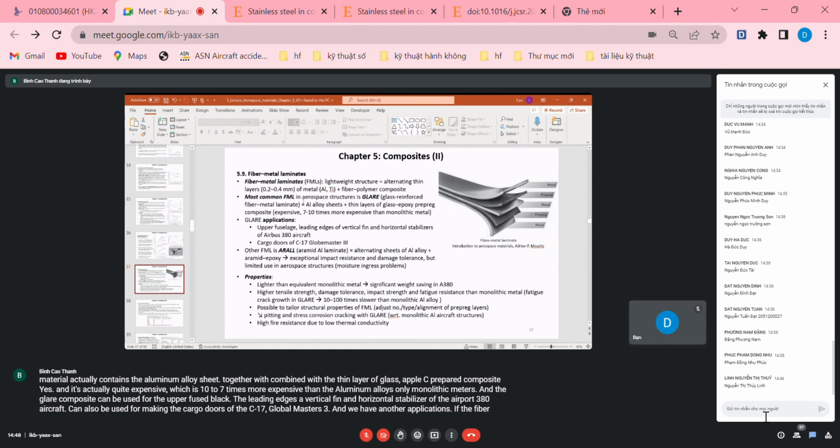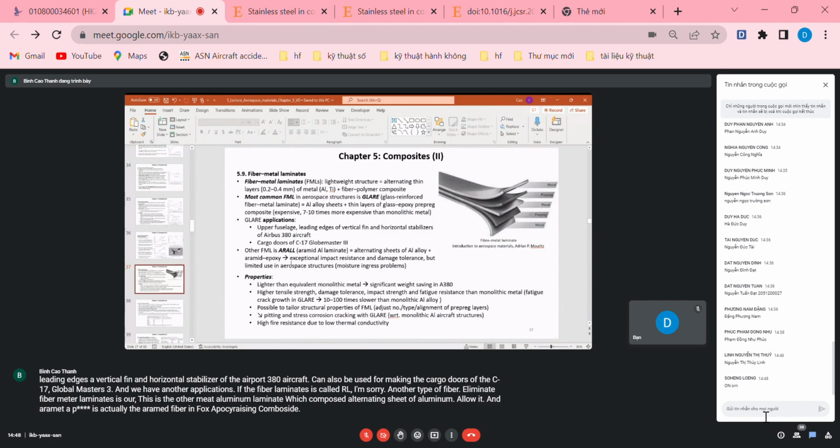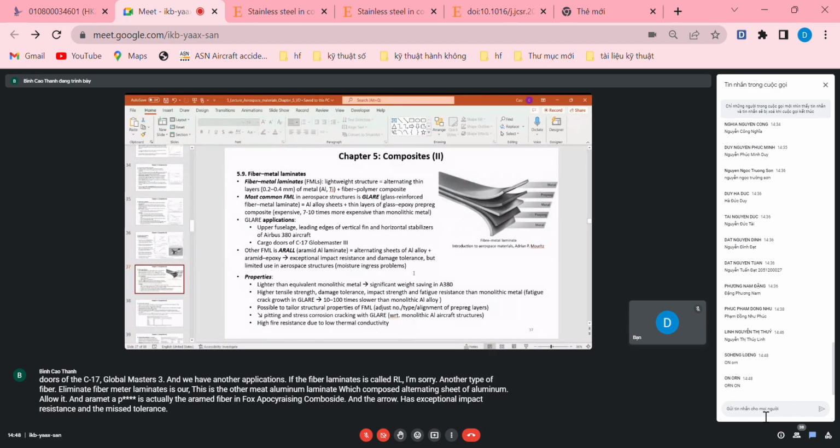Another type of fiber metal laminate is ARALL. This is the aramid aluminum laminate, which is composed of alternating sheets of aluminum alloy and aramid epoxy. This is actually the aramid fiber reinforced epoxy resin composite. ARALL has exceptional impact resistance and damage tolerance. However, this material has limited use in aerospace structures because we also have a moisture absorption problem.